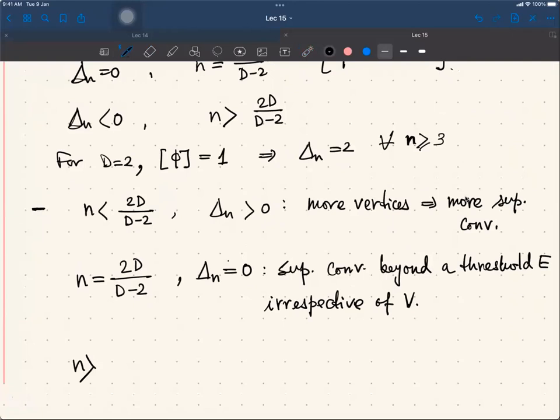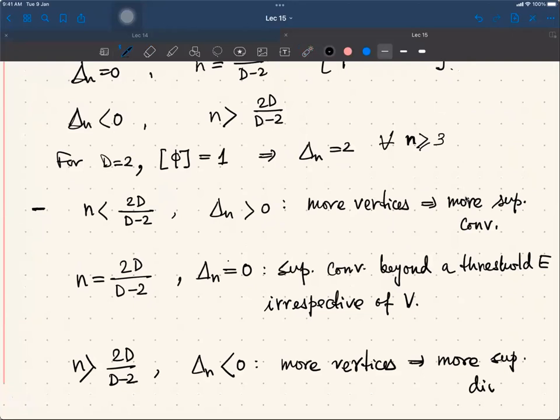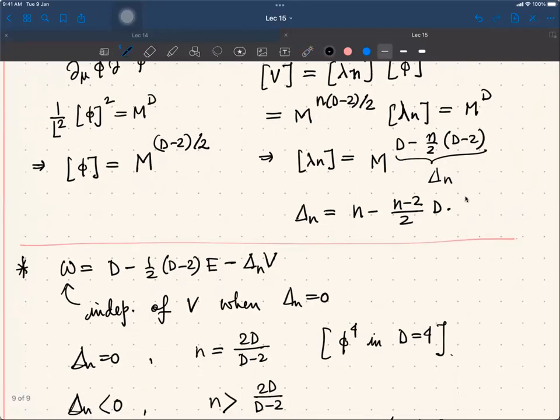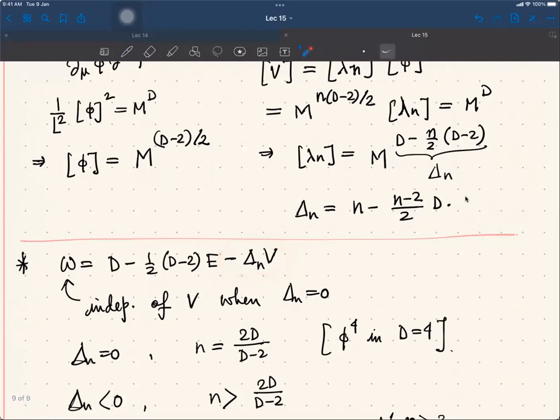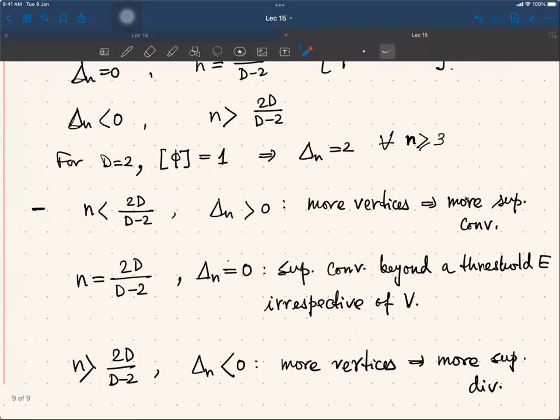Then for n greater than 2d by (d minus 2), delta_n is less than 0, and that means more vertices implies more superficial divergence. Because delta_n is negative, and at the same time it is coming with a negative sign in the superficial degree of divergence, this is growing with the number of vertices. More vertices means more superficial divergence. So this is the classification.